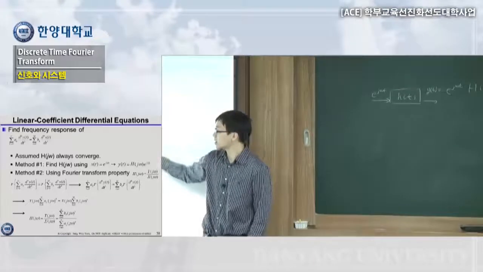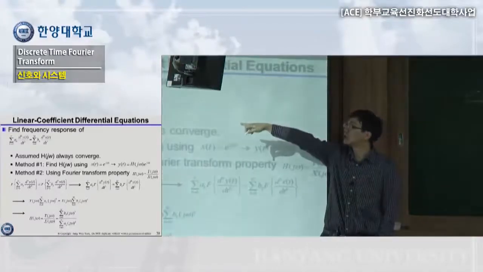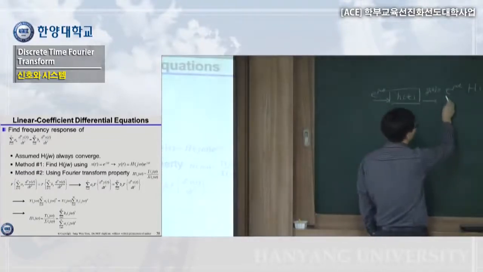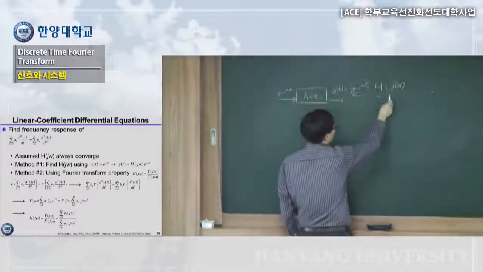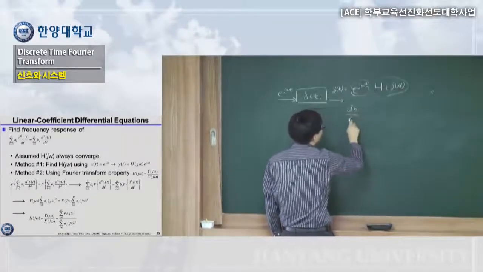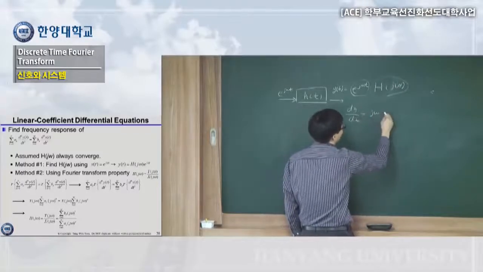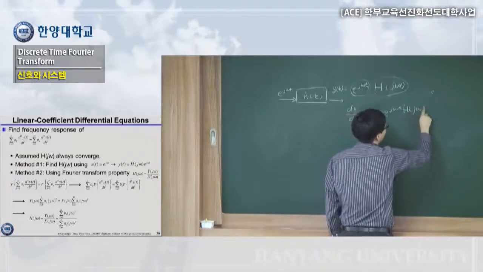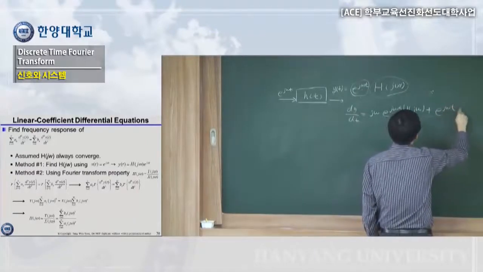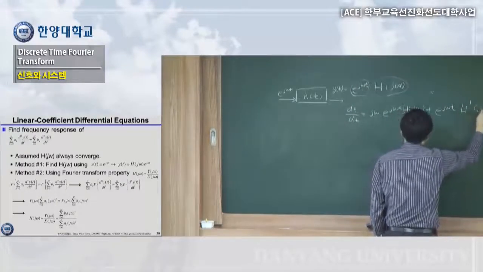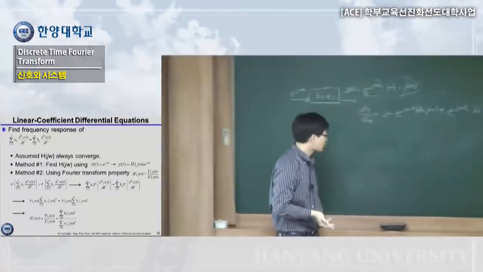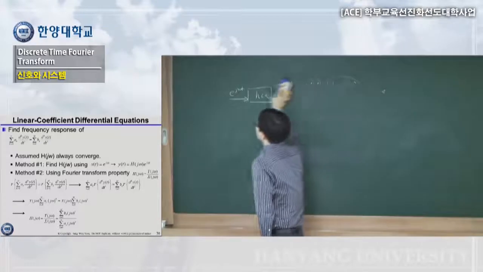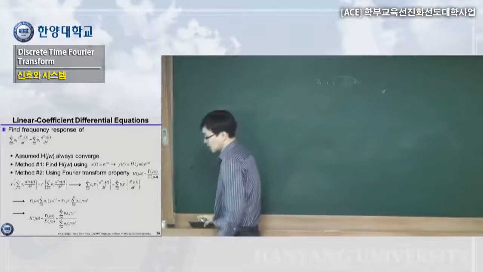So that's one way you can do that. You put that x like this and y like that, put them into the differential equation, and try to find what H is. Because if you put them, there will be a differential of H for this and a differential of H for that. So if you have dy dt, it will be given like j omega e to the j omega t times H of j omega, plus e to the j omega t times the one-time differential of H. Of course you can do that. However, the second method is what we have just learned.